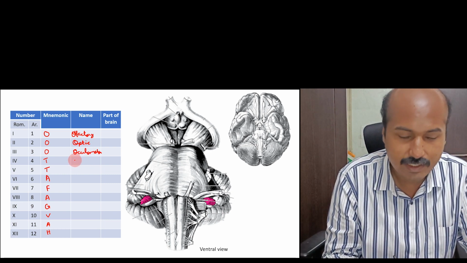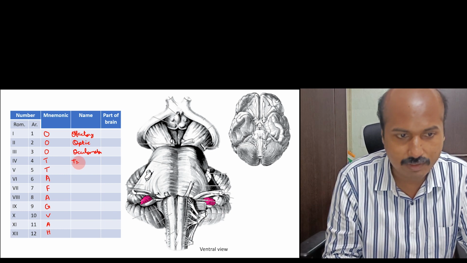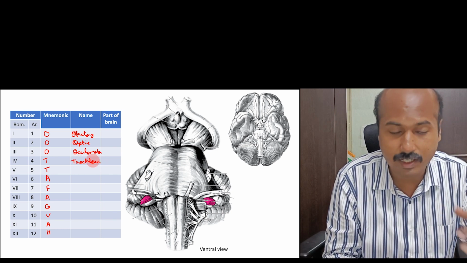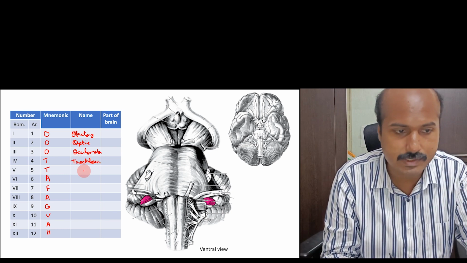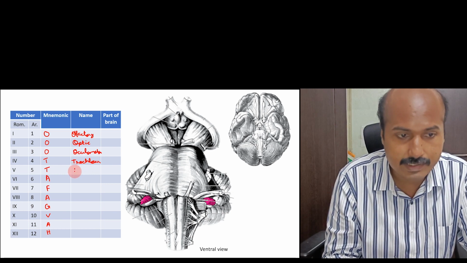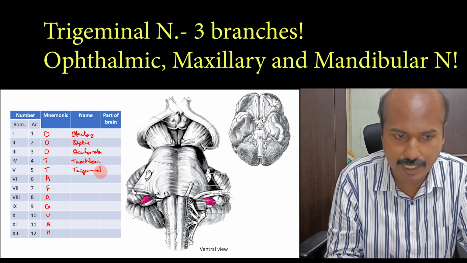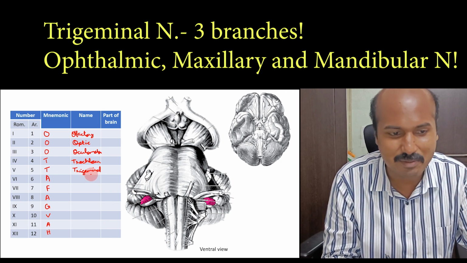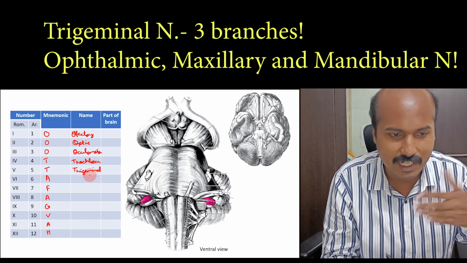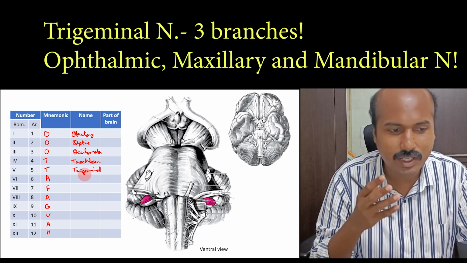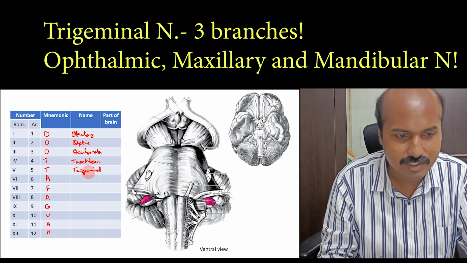Next you have a T. That T is trochlear. Why these are named so, we will learn when we learn about each of these cranial nerves. And the next T is trigeminal. Why is it called trigeminal? Because it has 3 branches, of which one is called the ophthalmic nerve. Ophthalmic, maxillary, and mandibular are the branches. So it has 3 divisions. That's why it's called the trigeminal nerve.